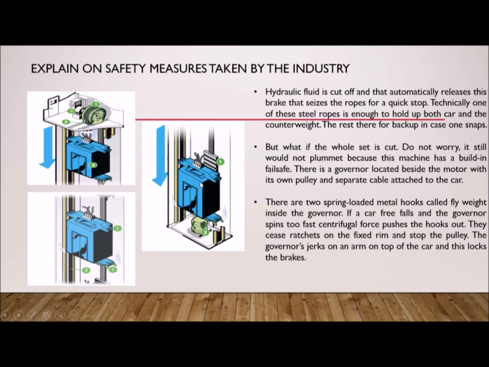In this picture 3, there are two spring-loaded metal hooks called flyweights inside the governor, and this is the governor. If the car free falls and the governor spins too fast, centrifugal force pushes the hooks out. This wedges on the fixed rim and stops the pulley. The governor jacks an arm on top of the car and this locks the brake.